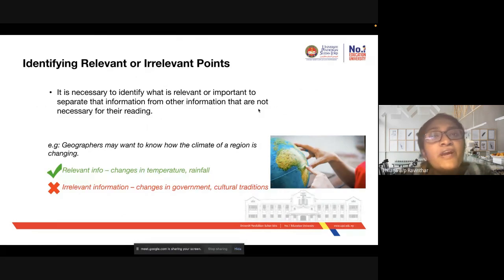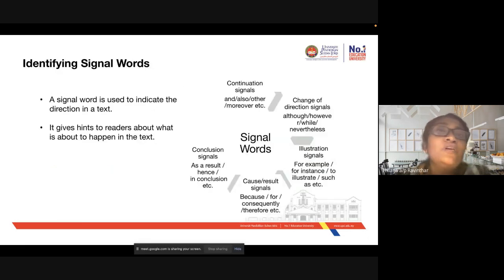And sometimes, when you're trying to answer especially difficult questions, you would realize that everything is actually mentioned in the passage. So this is where you need to identify whether it's relevant or irrelevant. And signal words, we cannot run away. Signal words tell us whether it's the start of a new idea, a contrasting idea, an example, statistics, or a conclusion and so on. These are signal words, linkers as well as sequence connectors.